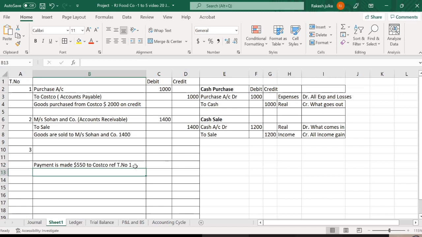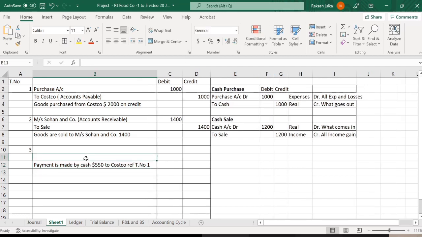In this case, we have made payment. Payment is made by cash. So cash balance has gone down. So definitely the cash has gone. We will write cash here, 550. In this case, what will we write on the debit side? This is where we get confused, but there is no question of any confusion.